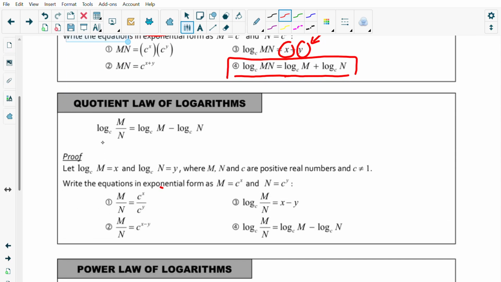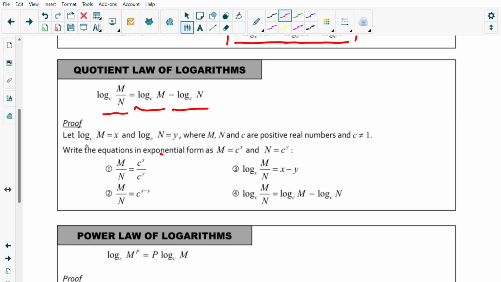Quotient law: log base c of m divided by n equals log base c of m minus log base c of n. Okay, proof: let log base c of m equals x, log base c of n equals y, where m, n, and c are positive real numbers and c does not equal 1. Write the equations in the exponential form, similar to the previous example, where m equals c to the x and n equals c to the y. Okay, m divided by n is c to the x divided by c to the y.